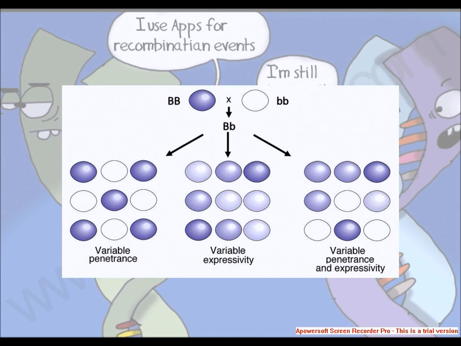If expressivity and penetrance both vary, there may be a continuous gradient of phenotypes between white and blue eggs. Note that lack of penetrance can be considered an extreme form of variable expressivity, in which the range of expression includes non-expression.